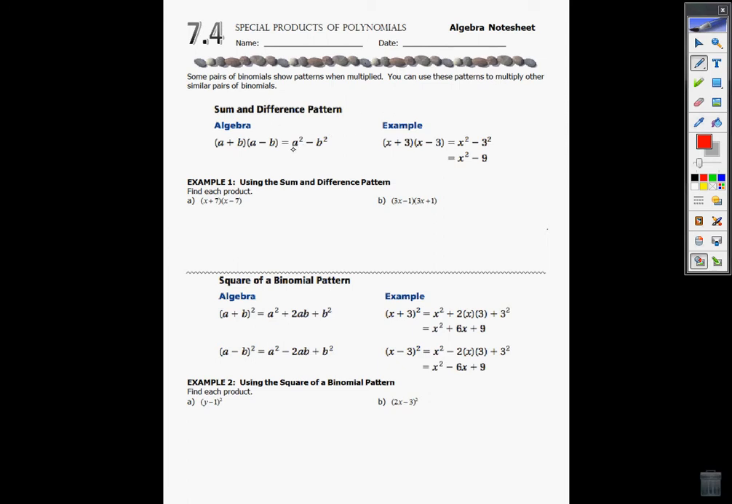And what it tells me is that my solution should be as simple as just saying, here is the first number squared minus the second number squared. So it should be as simple as the first number x squared minus the second number 3 squared. X squared minus 9. It doesn't need to be any more difficult than that.